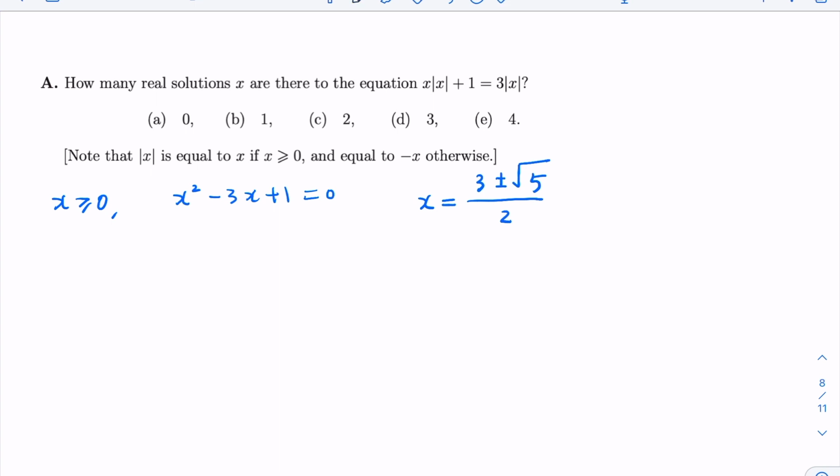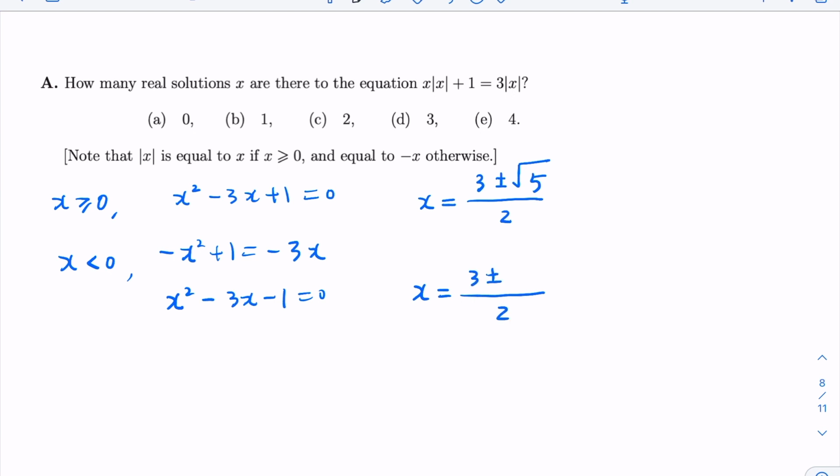Now for the other case where x is negative, you're going to rewrite the equation as negative x squared plus 1 equals negative 3x. Move everything to the right hand side. What you get is x squared minus 3x minus 1 equals 0. Again, you can use the quadratic formula. It's going to be 3 plus or minus, and this time b squared minus 4ac is going to be 9 plus 4, square root of 13.